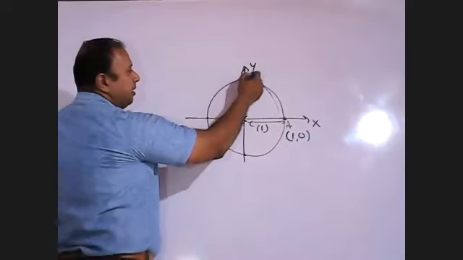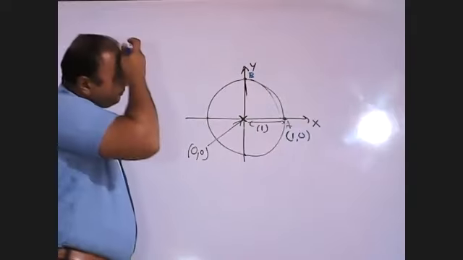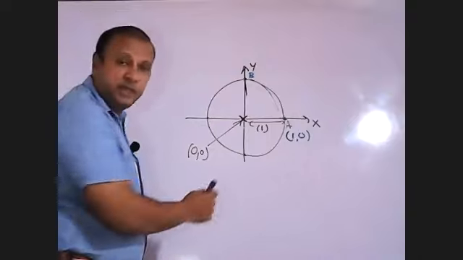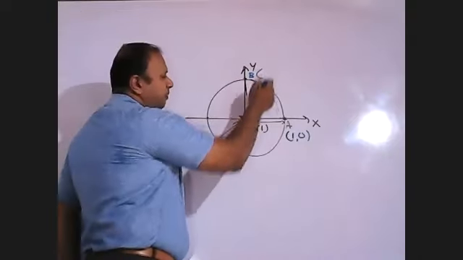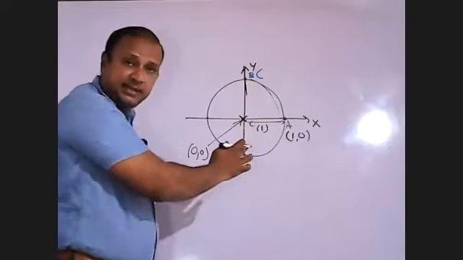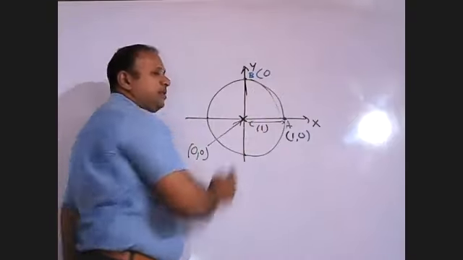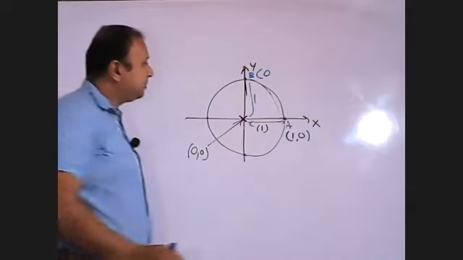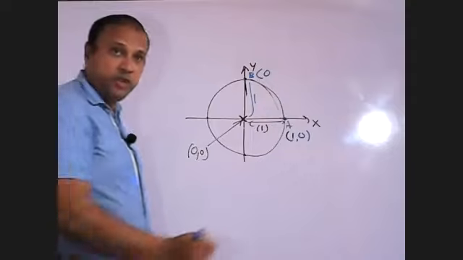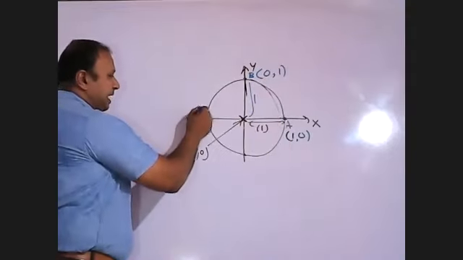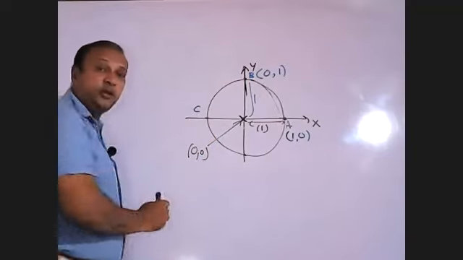Likewise, you can define the Cartesian coordinate of point B. Point B, look at this, is on the y-axis. Therefore, the x coordinate should be 0. As this length is unit 1, the y coordinate should be 1. Suppose this point is C.